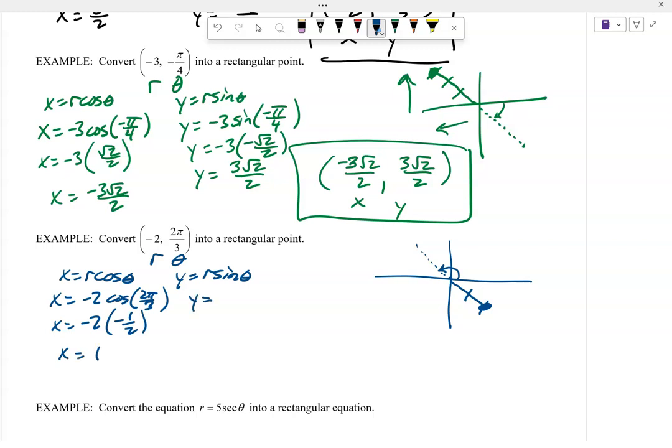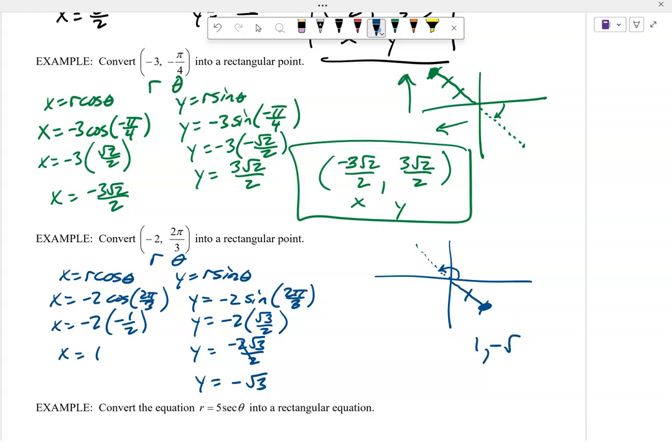Now let's find the y value. Y equals r sine 2 pi thirds. And then the sine of 2 pi thirds is √3 over 2. So the y ends up being -2 √3 over 2, or -√3. So this is x, y, it's 1 comma -√3, or 1 comma, what is that, like -1.7-ish or something like that.